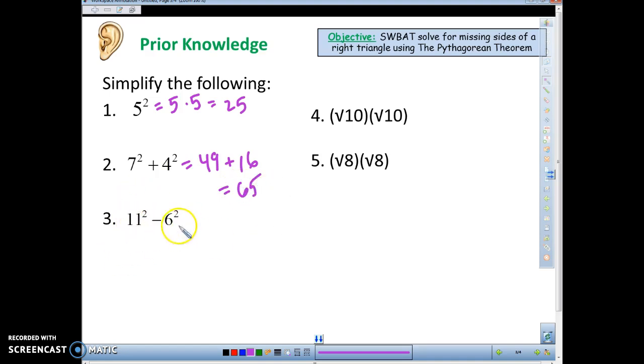11 squared, take away 6 squared. Well, 11 squared is 121. Take away 36. And if I take away that, this will be 85.